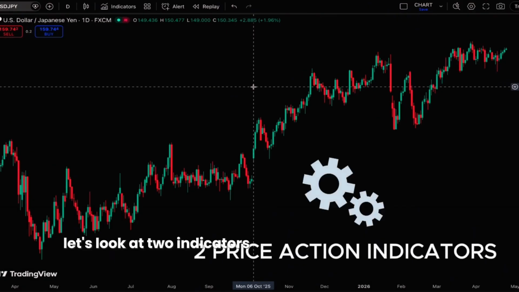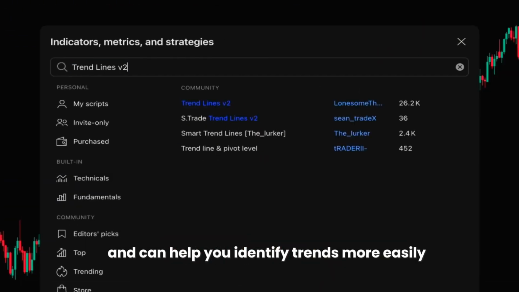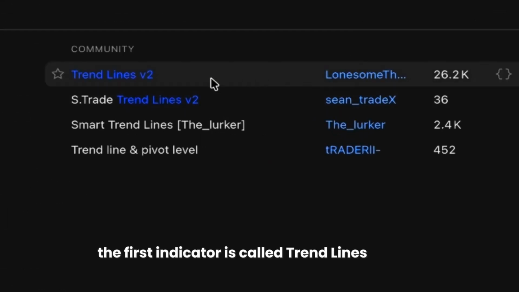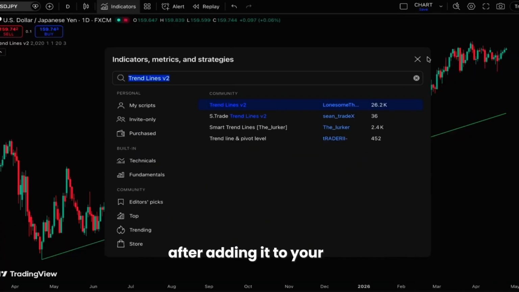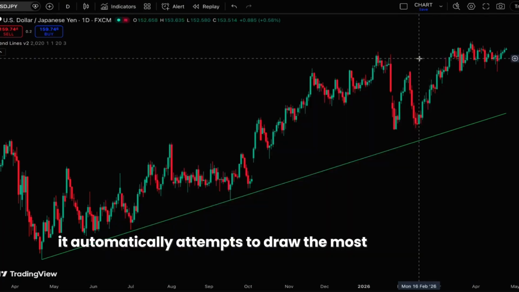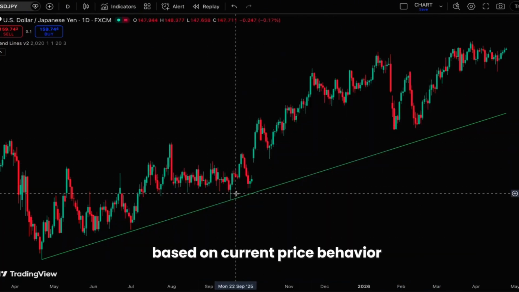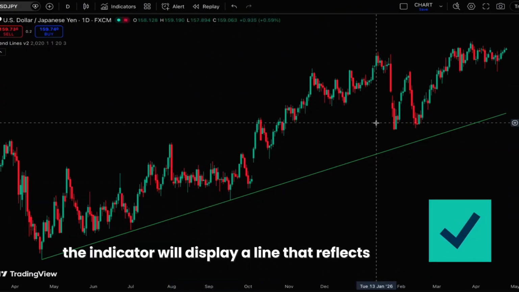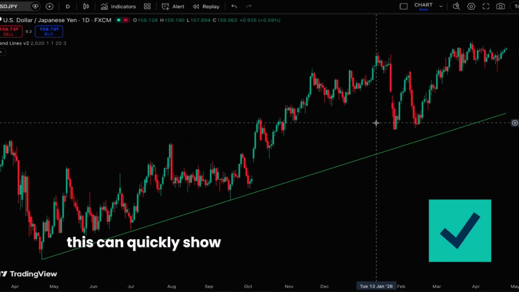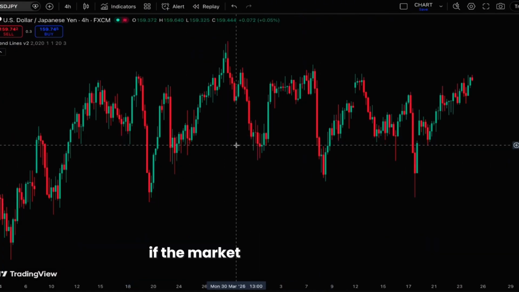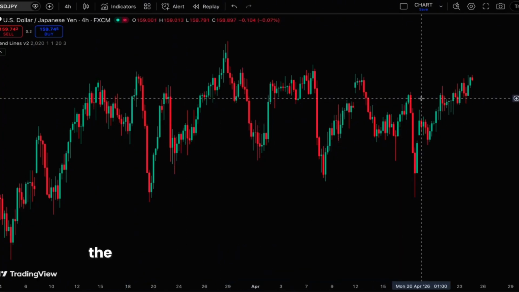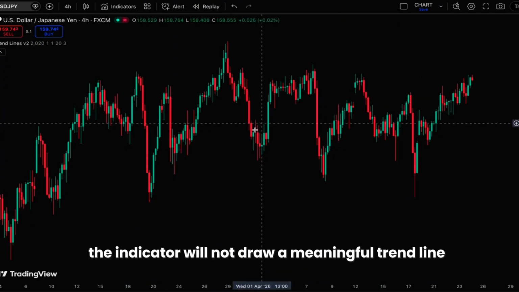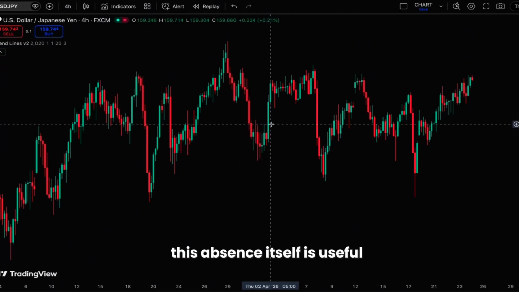Now let's look at 2 indicators that are based on price action concepts and can help you identify trends more easily. The first indicator is called Trend Lines version 2. After adding it to your chart, it automatically attempts to draw the most relevant trend line based on current price behavior. If a clear trend exists, the indicator will display a line that reflects that direction. This can quickly show whether the market is trending or not. If the market is moving sideways without a clear structure, the indicator will not draw a meaningful trend line. This absence itself is useful, as it suggests that there is no strong trend present.